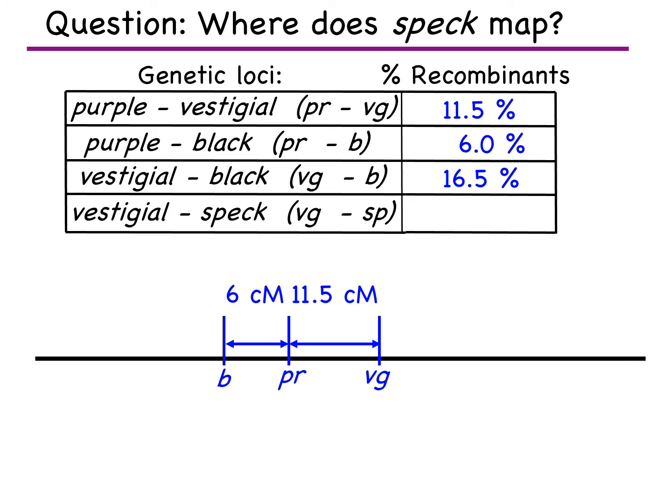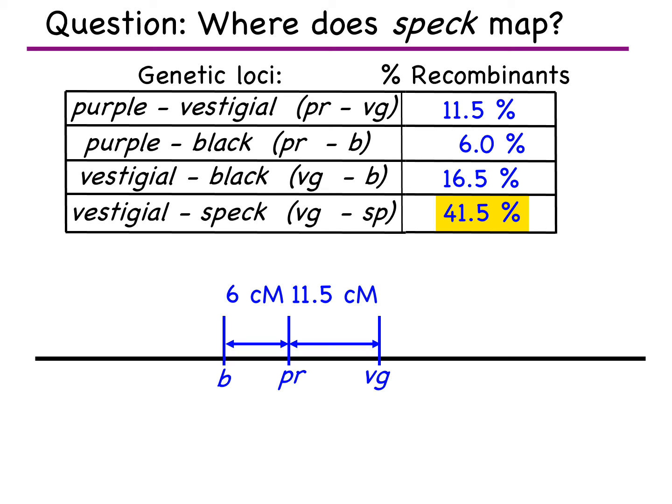All right, so now I'm going to have another question for you. And the question I'm going to ask is, where does spec map? So this is yet another gene in Drosophila, and I'm just putting up here the map that we've already created together. And so if you look at the recombination frequency between vestigial and spec, what you'd find is it was 41.5%. So now you have a decision to make.